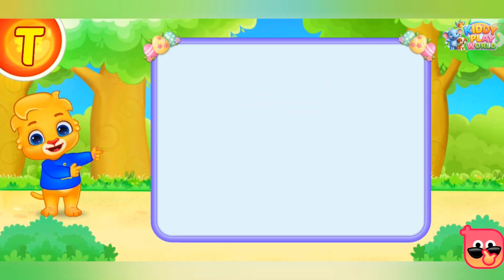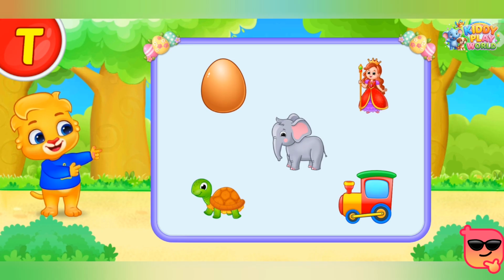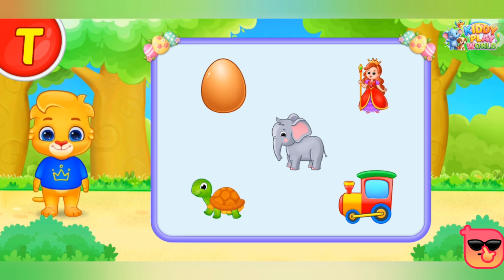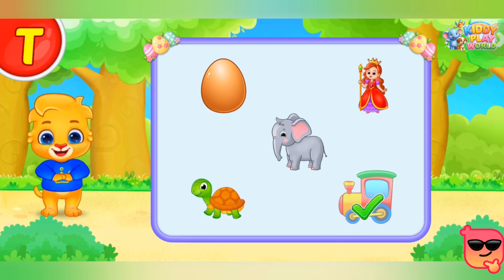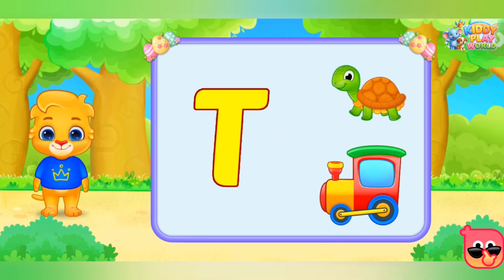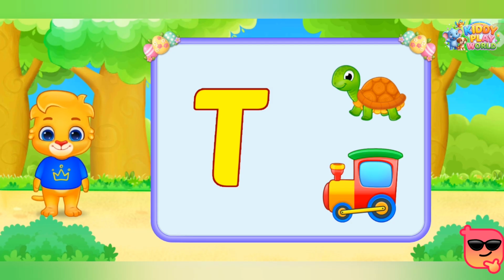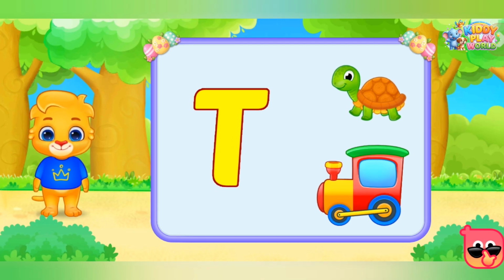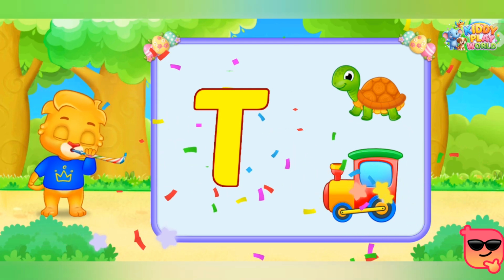Tap the picture that starts with letter T. T is for turtle. T is for train. Well done!